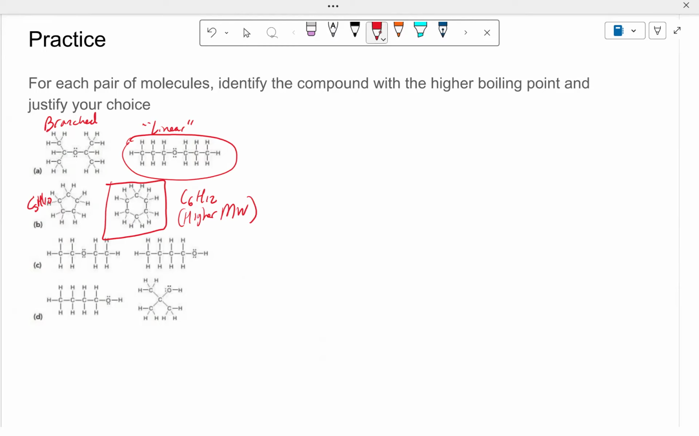Now let's take a look at C. With C, we're comparing constitutional isomers. Both of them have the same formula, C4H10O. Both of them are polar, but if you look at the one on the right, it can hydrogen bond. And so it's going to have the higher boiling point.